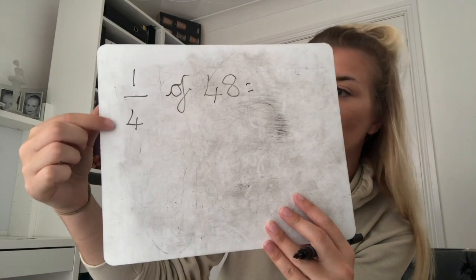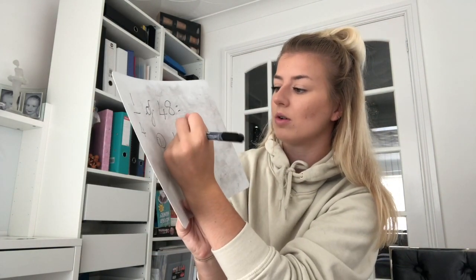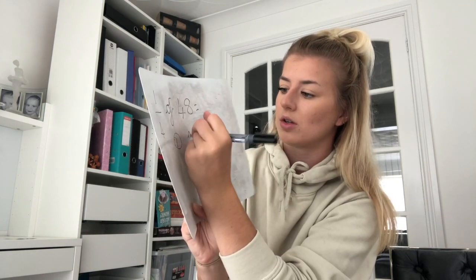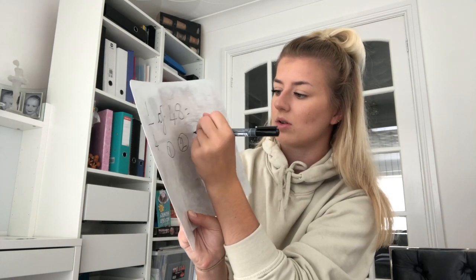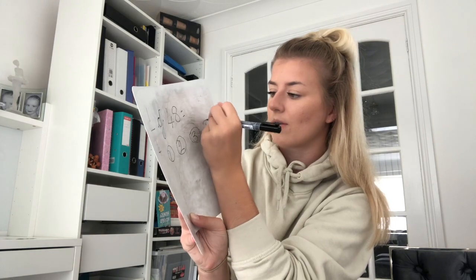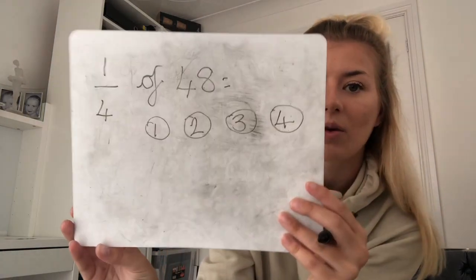The denominator, the bottom number, tells me that I need to share my groups into 4 parts. Oh, 1, 2, 3, 4. Okay, so I've got my 4 groups.